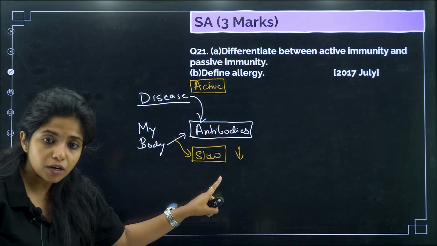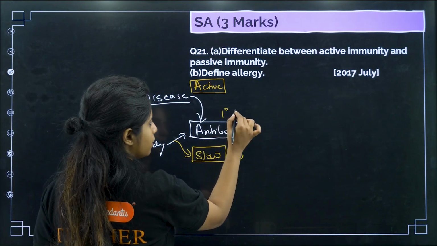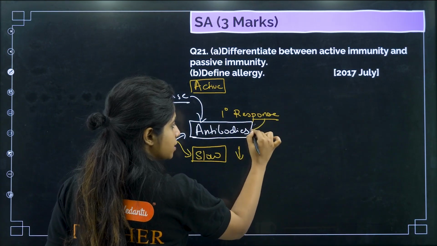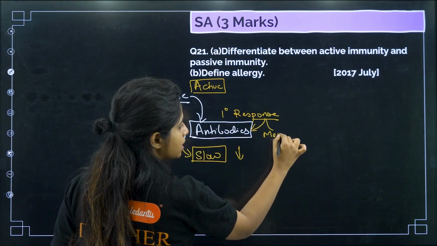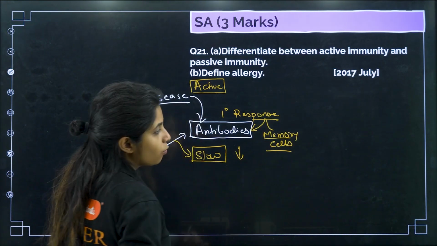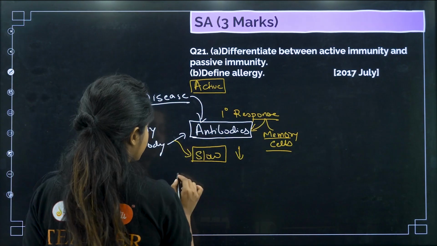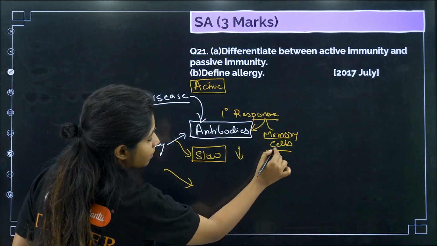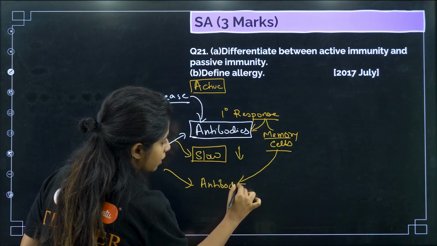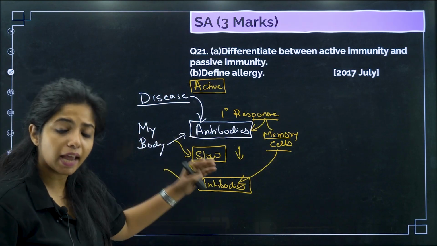So this is the primary response that it is showing. It will provide antibodies, but this is the primary response. And in primary response, I told you antibodies are produced. Apart from that, certain memory cells are also produced. What happens to these memory cells? Basically, they will remember it. And the next time I get this particular disease, again antibodies will be produced, and it will be a bit faster. Eventually, the next time I get this disease, again antibodies will be produced.